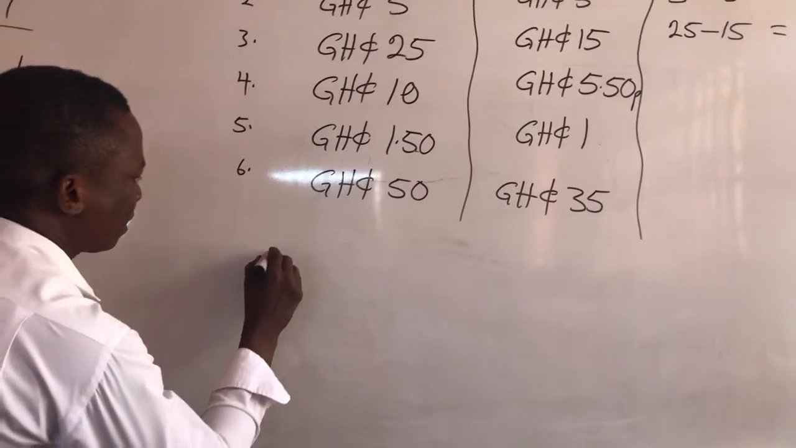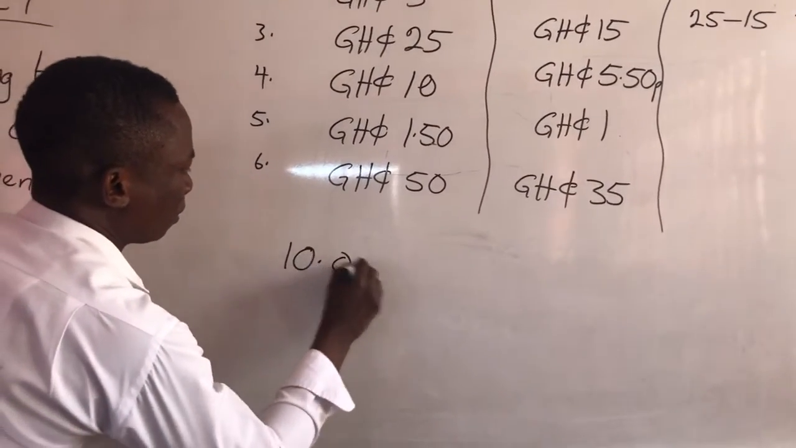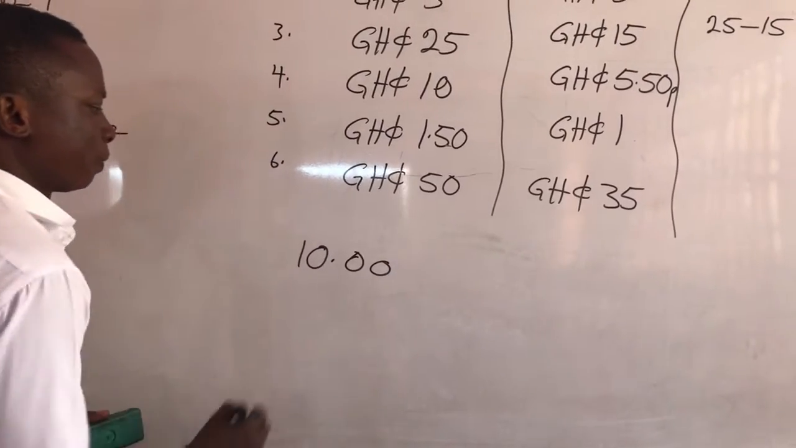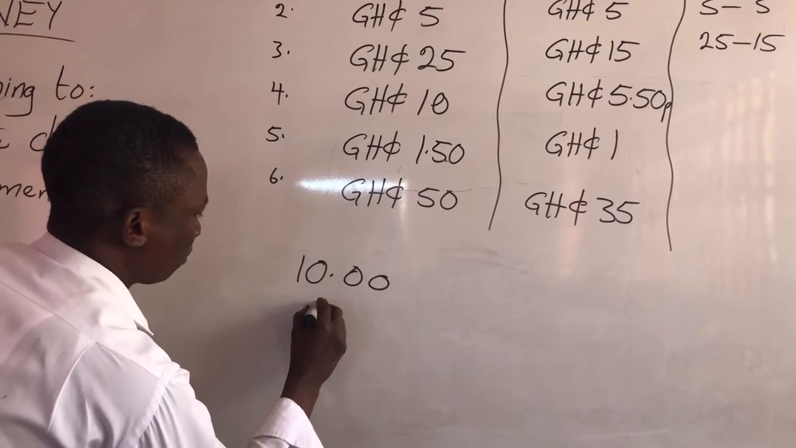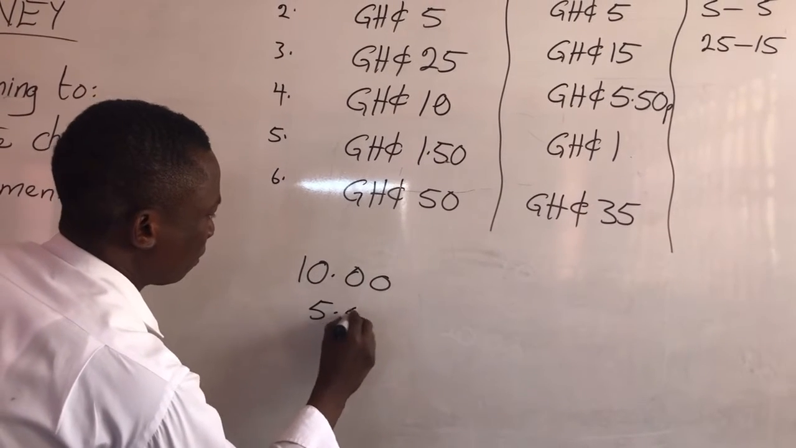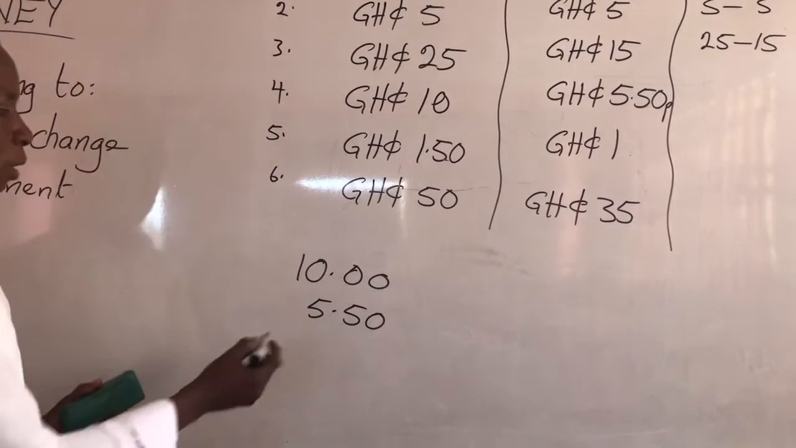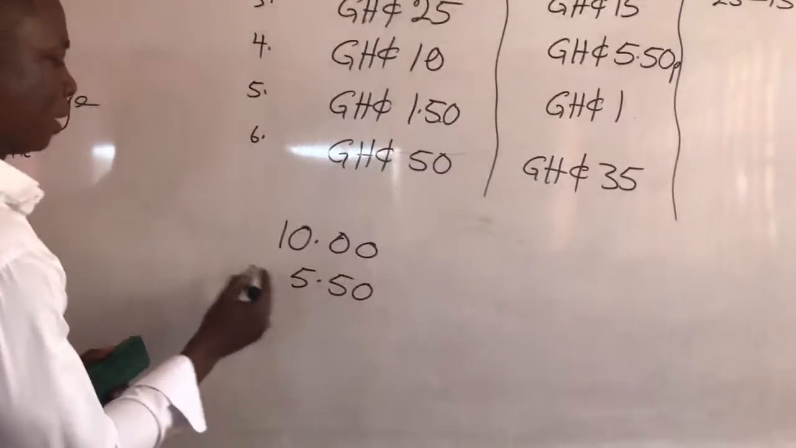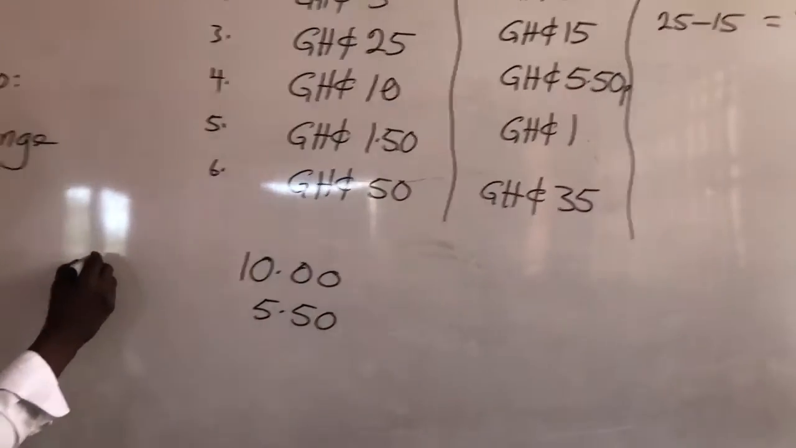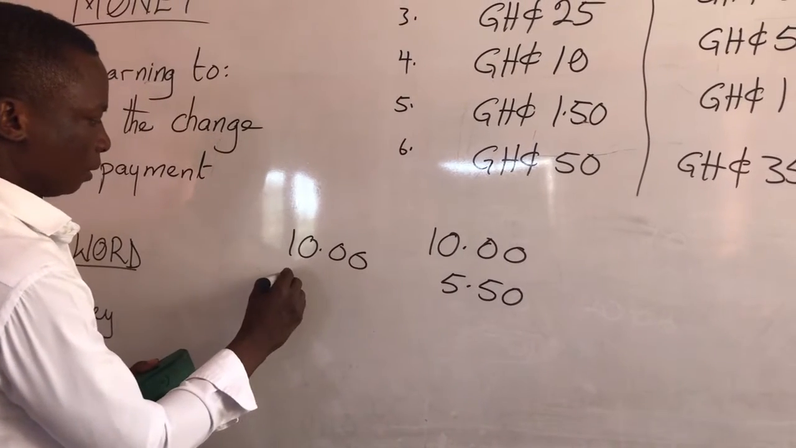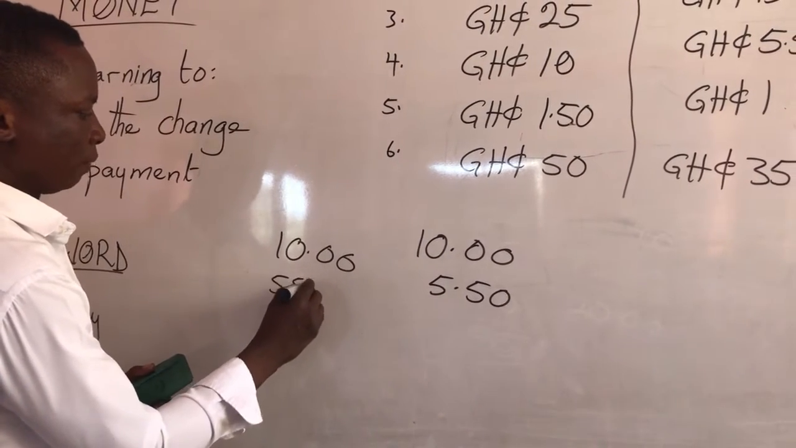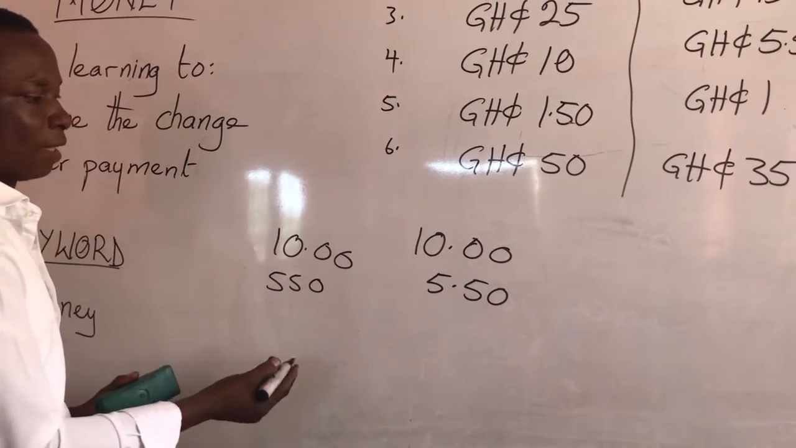Let's quickly solve that. This is 10 cedis. And you have made a payment of what? 5 cedis, 50 pesos. Look at this. If you don't take time, somebody will write it in this form. 10 cedis. Then you write it like this. 50 pesos. We don't write it like this.